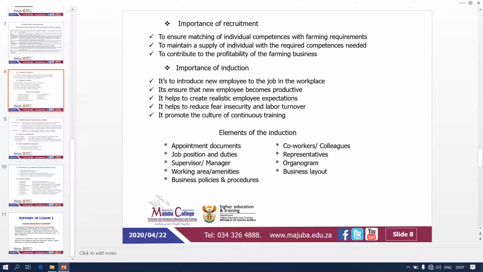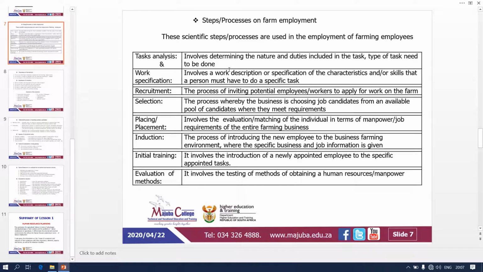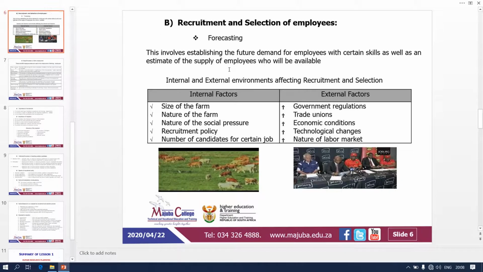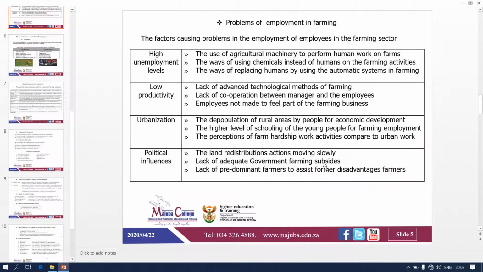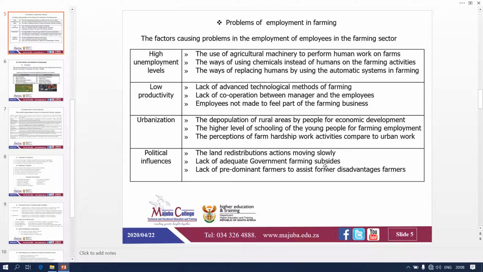Right, we moved to the importance of induction, the importance of recruitment, why you have to recruit people. And then these are the 7 steps: task analysis and work specification, recruitment, selection, placing, induction, initial training, evaluation. Those are the 7 steps. And then we also moved to the internal and external environments, where we looked at the factors within the farm, and the external things that you cannot control. And then we looked at the problems of employment in farming. We mentioned high unemployment levels, low productivity, urbanization, political influences.